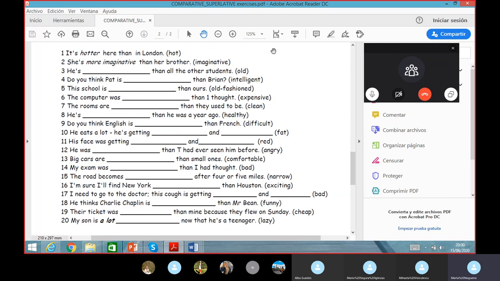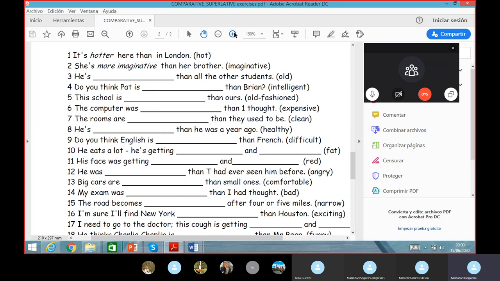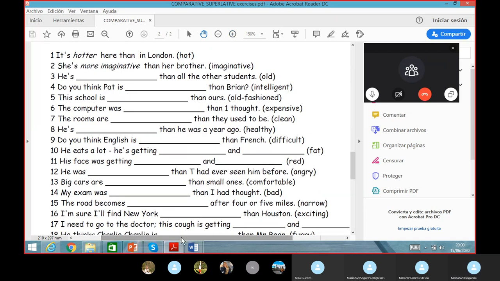Rapidito, pero bien, ¿ok? So, I'm in three, in number three. So, three, he's older than all the other students. Four, do you think Pat is more intelligent than Brian? Five, this school is more old-fashioned than ours.